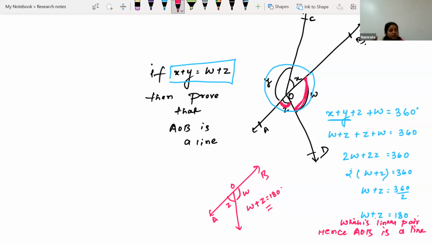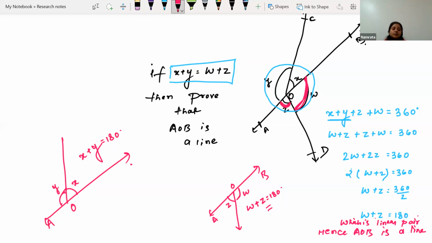If you have got like this, w plus z is equals to 180, we can say it's a straight line. Even if you have proved that this x and this is y, if you have proved instead of w plus z, that x plus y is 180, still we can say then AOB is a straight line. Got it? Yes, ma'am. Let's move ahead.